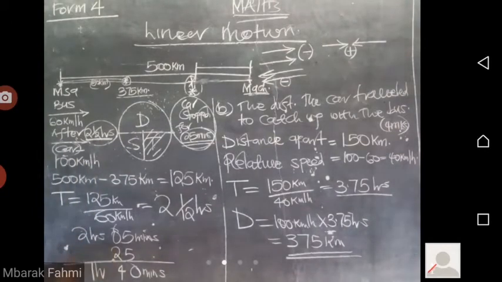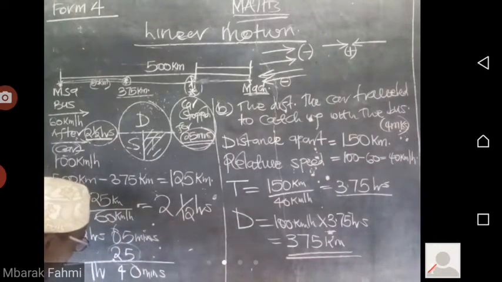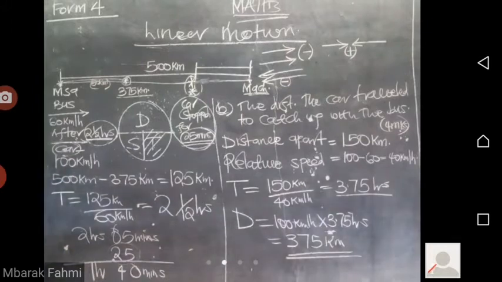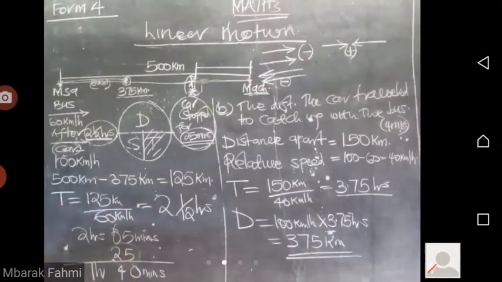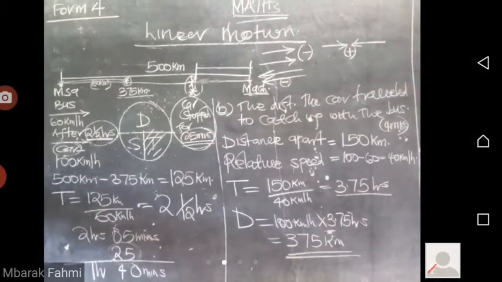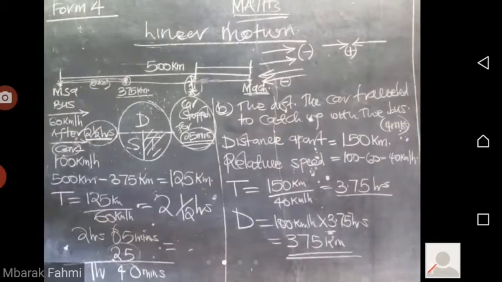So the car has already used 25 minutes for its rest, and now it will be remaining with 1 hour 40 minutes if it is to reach Machakos at the same time as the bus, because the bus took 2 hours and 5 minutes. The car stopped for 25 minutes, so it will be remaining with 1 hour 40 minutes. Okay, we can change that 1 hour and 40 minutes into hours.